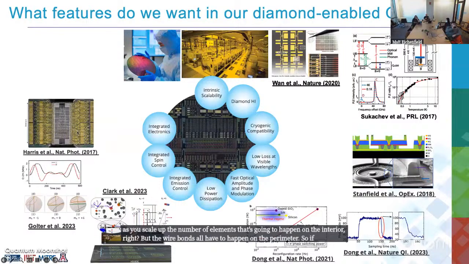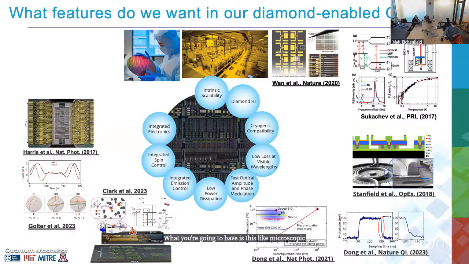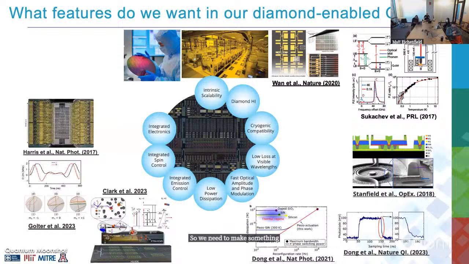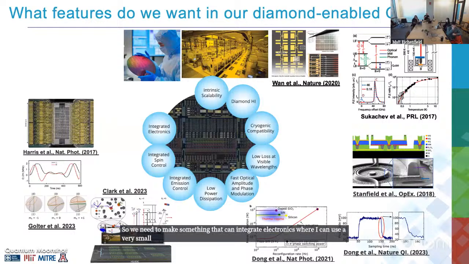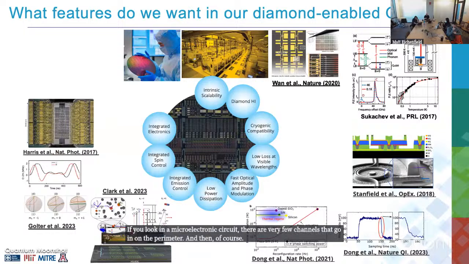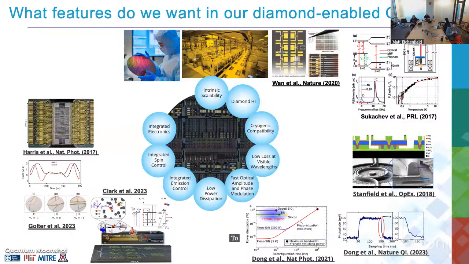So if you go to millions of channels for electronic control, what you're going to have is this like microscopic area in the center of an enormous wafer full of wire bonds, right? It's impractical. So we need to make something that can integrate electronics where I can use a very small number of electrical inputs to control a very large number of channels on the device. Now that is exactly what microelectronics do, right? If you look in a microelectronic circuit, there are very few channels that go in on the perimeter. And then of course there are billions of transistors that are routed to, using electronic logic in the device, right? So I can use a relatively small number of inputs to control a very large number of electronic channels.